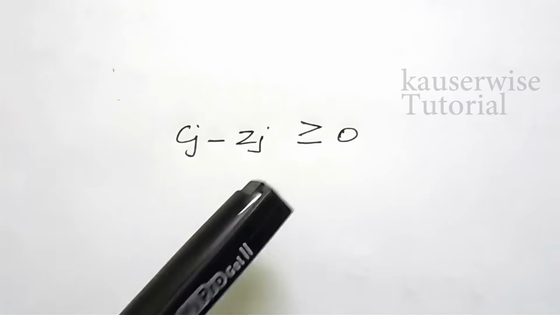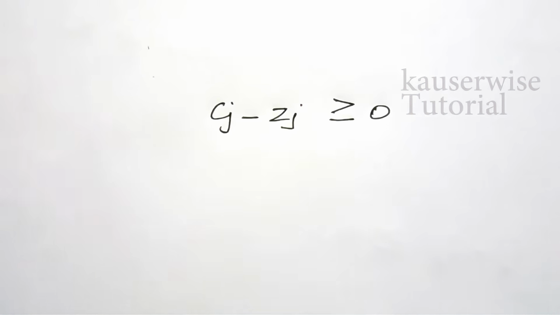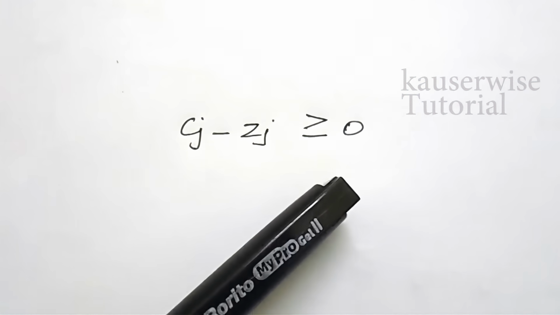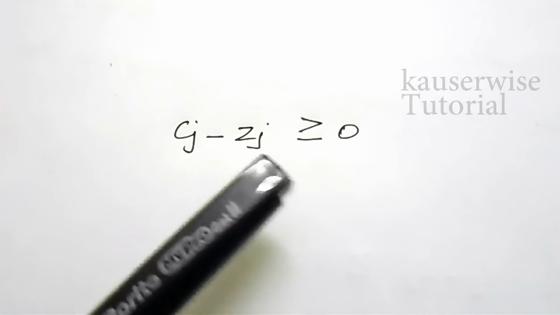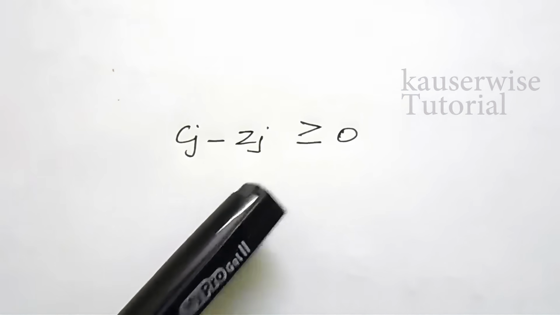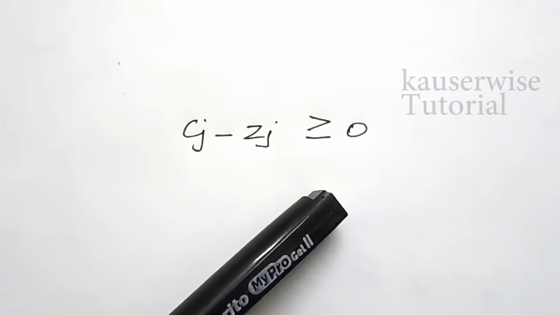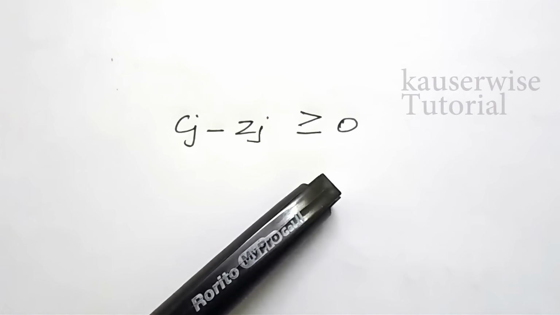If we get any negative value while we calculate Cj minus Zj, then the dual simplex method is not applicable. So in the dual simplex method, we'll be getting positive value only. So it is called as optimal.